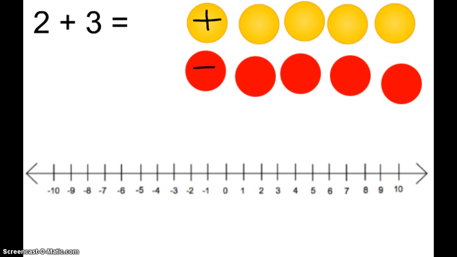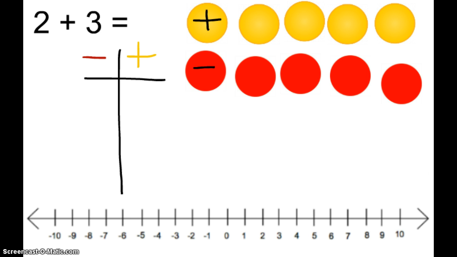Another way to look at it is using a number line. You're going to start at 0, always start at 0 on a number line. You move over 2 spaces to the right. I'm going to count the spaces, not the lines. 1, 2 spaces to the right because it's positive 2. And then 1, 2, 3 spaces to the right. So where do I end up? At positive 5.